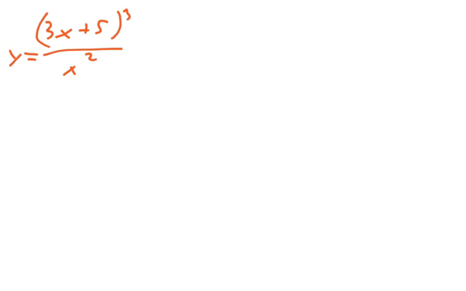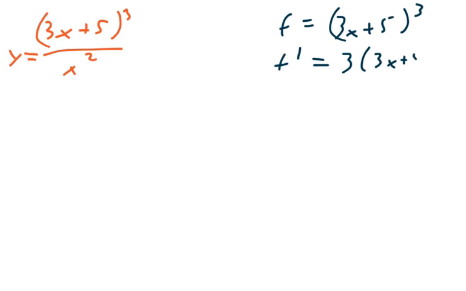When taking the derivative of this one, we are going to use the quotient rule. Alright, let's try that again. 3x plus 5 cubed, and the derivative is 3 times 3x plus 5 to the 2nd times the derivative of the inside, which is 3, so I got 9 times 3x plus 5 squared.